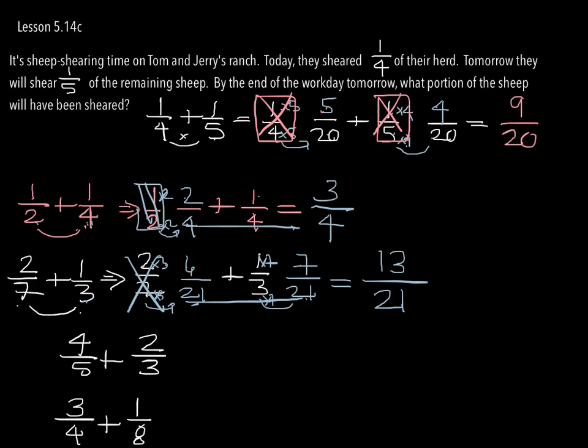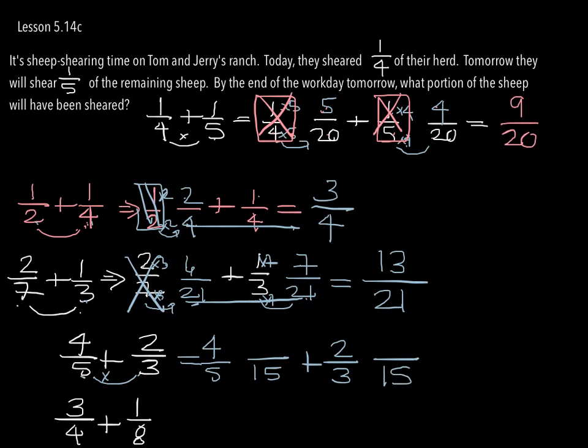Here we go, ladies and gentlemen. The first thing we need to do is get these two talking the same language. 5 and 3, where are they going to meet? Well, they're going to meet when we multiply them, and they're going to meet at 15, because 5 times 3 is 15. So this is going to be 4/15 plus 2/3, and we're going to convert that to something over 15.